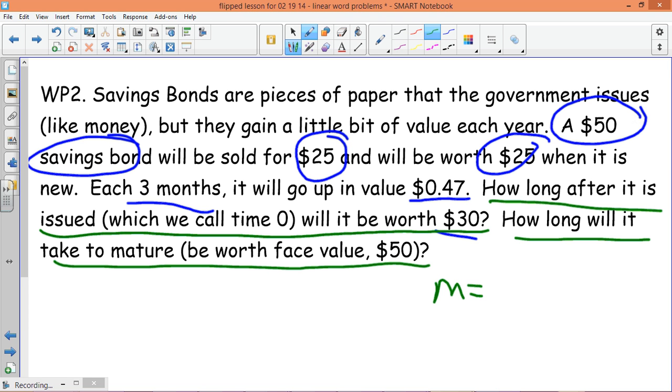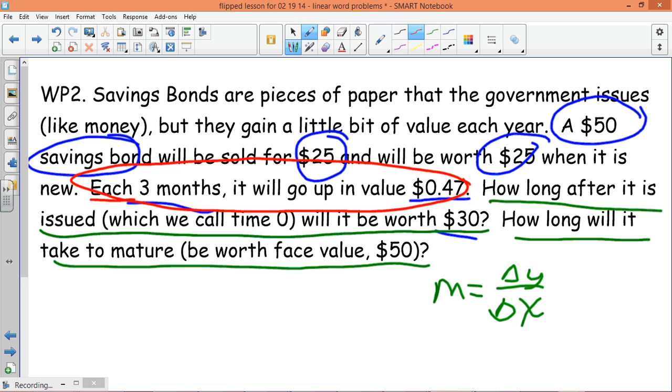Slope is equal to change in y over change in x. But what here is happening every certain something? Well, it goes back to right here. Each 3 months, notice that word each again, it goes up in value 47 cents. So 47 cents per 3 months. This is my slope here.